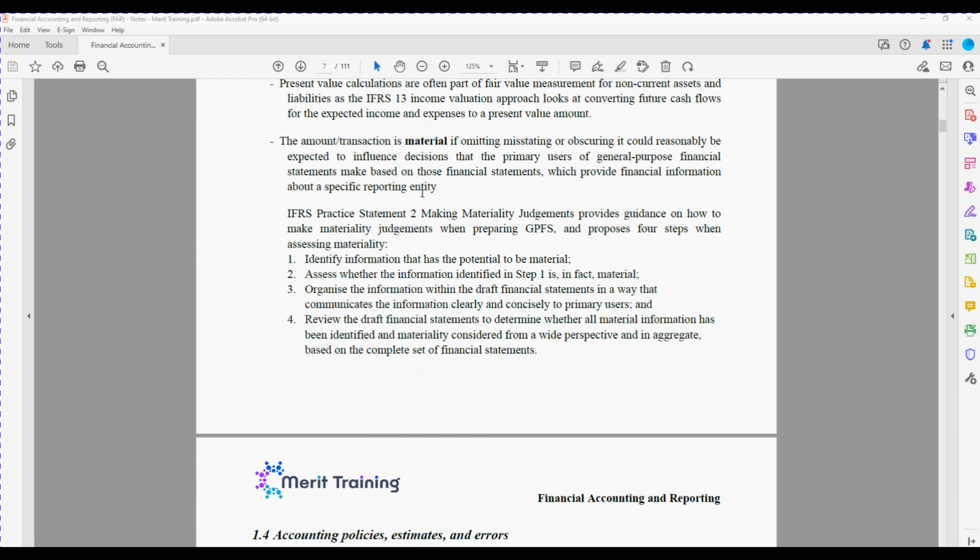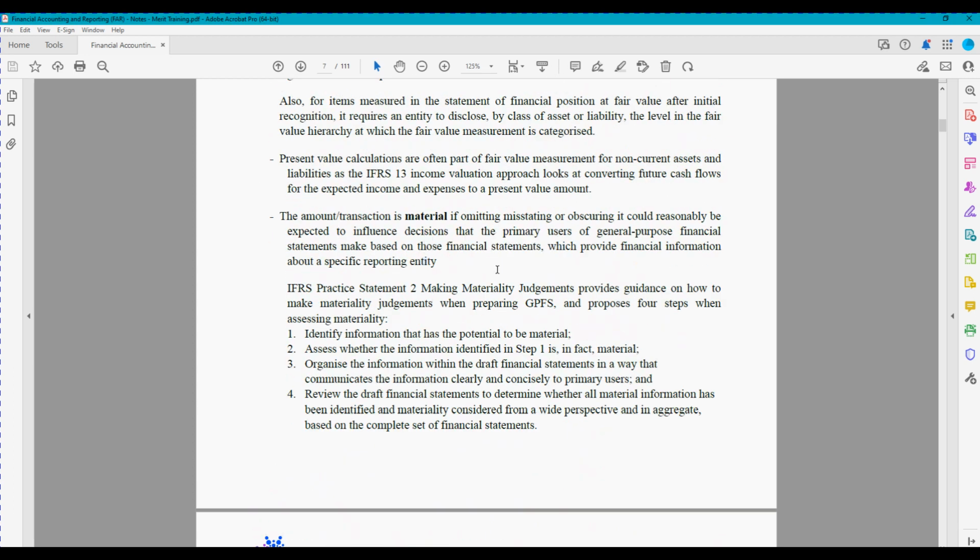So there's a practice statement relating to IFRS, called Practice Statement 2, which is similar to those extra guidance documents that we talked about earlier, which gives additional guidance to accountants on how to make materiality judgments. And there are basically 4 key steps. Number 1, identify any information that has the potential to be material. Number 2, assess whether the information is in fact material. Number 3, organize the information in a way that communicates it clearly and concisely to primary users. And number 4, review the draft financial statements to determine whether all material information has been identified and materiality considered.